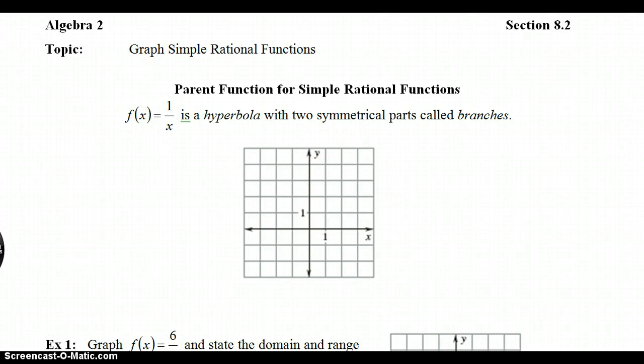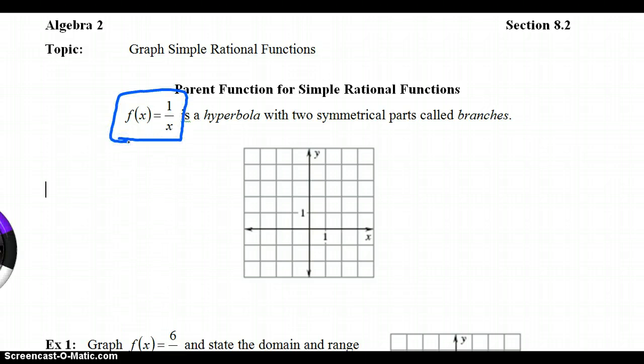Today we're going to be graphing simple rational functions, and we'll be able to use our calculator for this, and we'll talk about domain and range again. So first off, get your calculator out. I'll show you what we call a parent function of y equals 1 over x looks like.